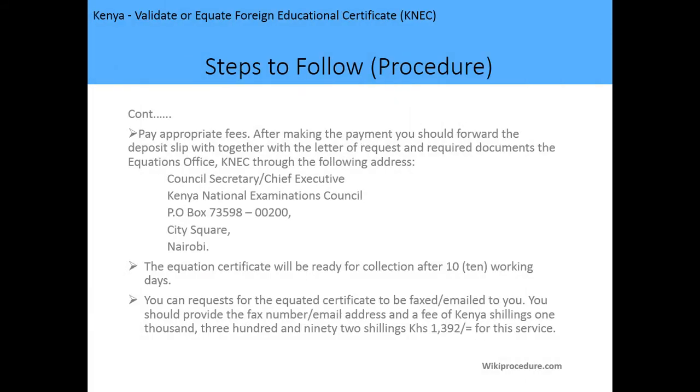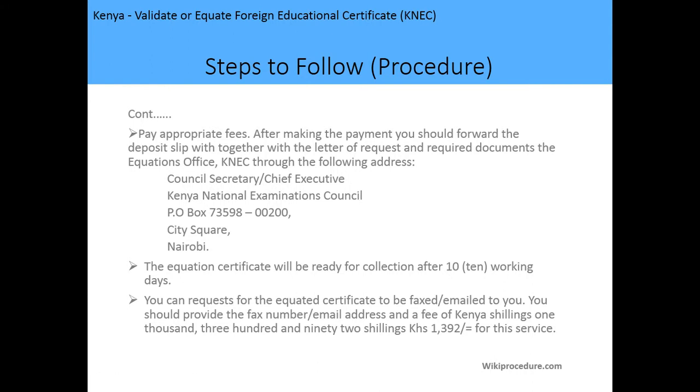After going through the guidelines, you make the payments and deposit the slip together with the letter of request and required documents. You should send the whole package together to the Chief Executive Officer of the Kenya National Examination Council, PO Box 73598-000 Nairobi, and the equation certificate will be ready after 10 working days.